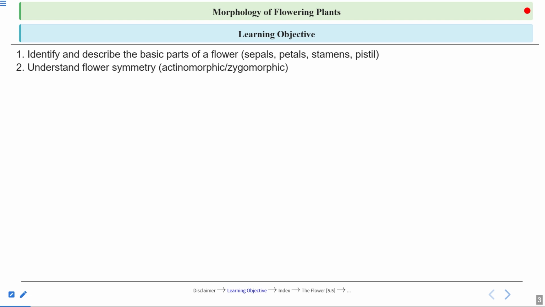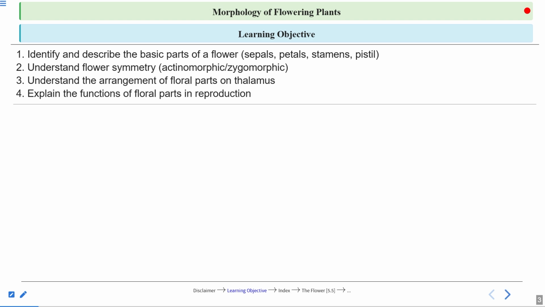To understand flower symmetry, we will study the symmetry of the flower, that is actinomorphic and zygomorphic. Then the arrangement of floral parts on the thalamus. All the floral parts are arranged on the thalamus, so we are going to see how they are arranged, right? What are the special features about that? All that we are going to cover in today's lecture.